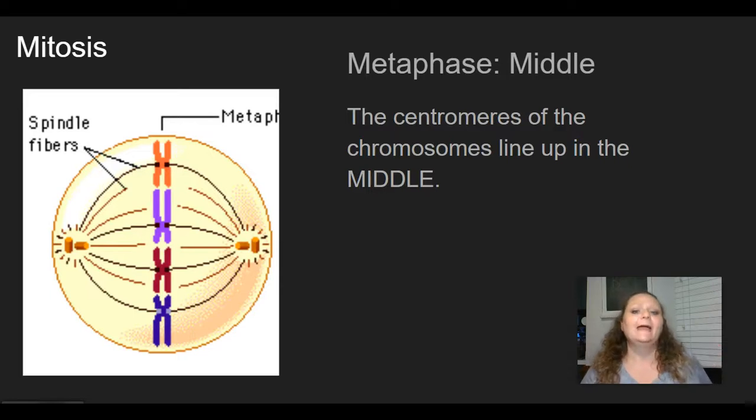Okay, metaphase. I always remember metaphase because it means that the chromosomes are lining up in the middle. So remember that prophase is first, metaphase, they're in the middle. The centromeres of the chromosomes line up. And what you see here in the picture is that the spindle fibers are attaching to the chromosomes, or to the chromatids. They're being directed by the centrioles. And again, this is showing you an animal cell vision of mitosis. Plant cells are a little bit different.